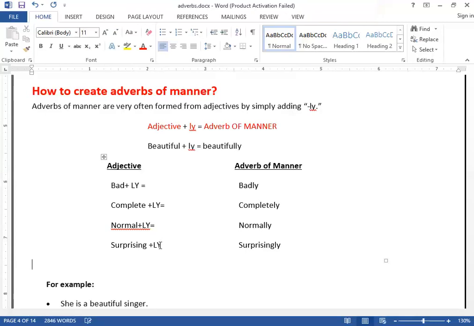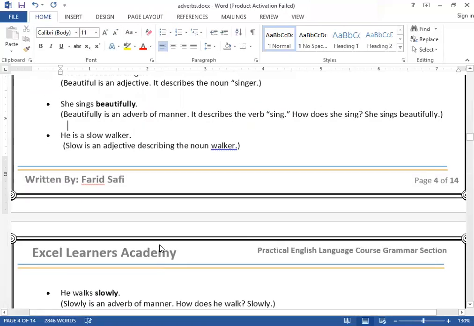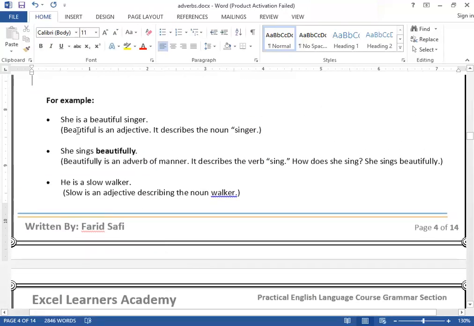For example, here are some of the examples that I have made for you. She is a beautiful singer. What is singer? It's a noun. What is beautiful? Adjective. Do you have any adverb here? No. Beautiful. What do we want to make? Adverb. Like here, she sings beautifully. So beautifully is what? Adverb. It modifies what? It modifies the verb in this case.